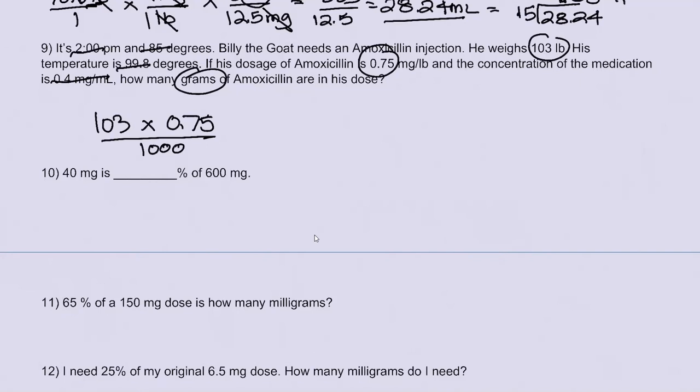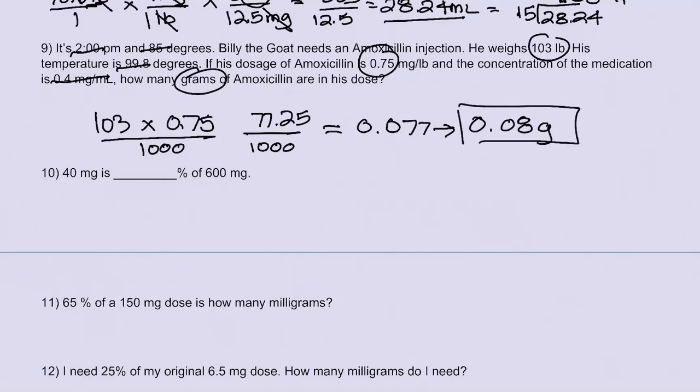So let's see what that gives us here. So 103 times 0.75 will leave us with 77.25. And then if you're dividing that by 1,000, that leaves me with 0.077. So I'm just going to go ahead and round that up to 0.08. And that's how many grams he's going to get.